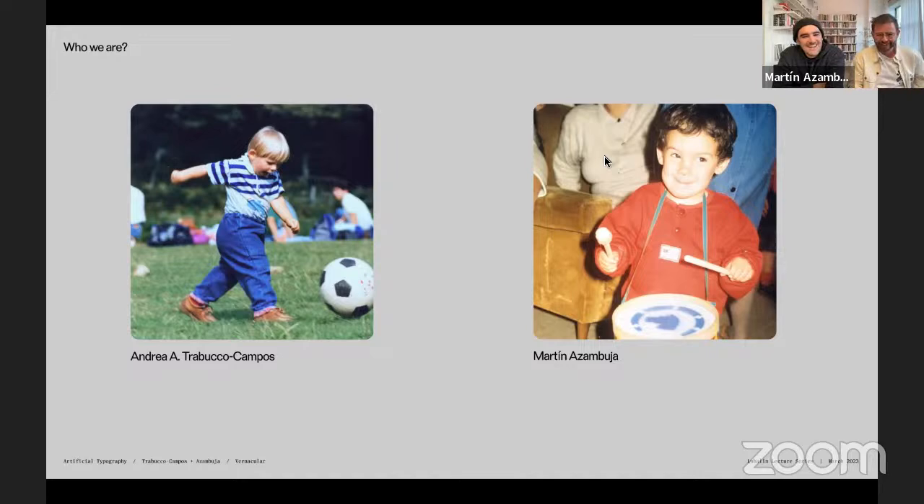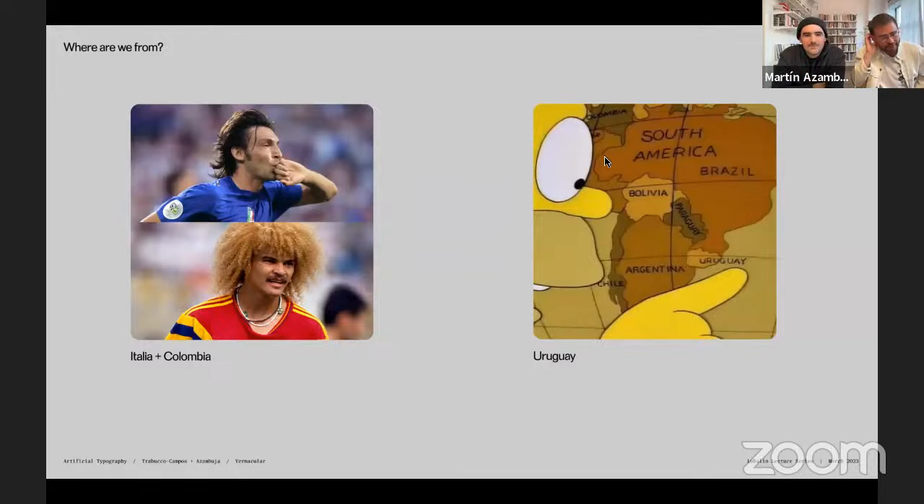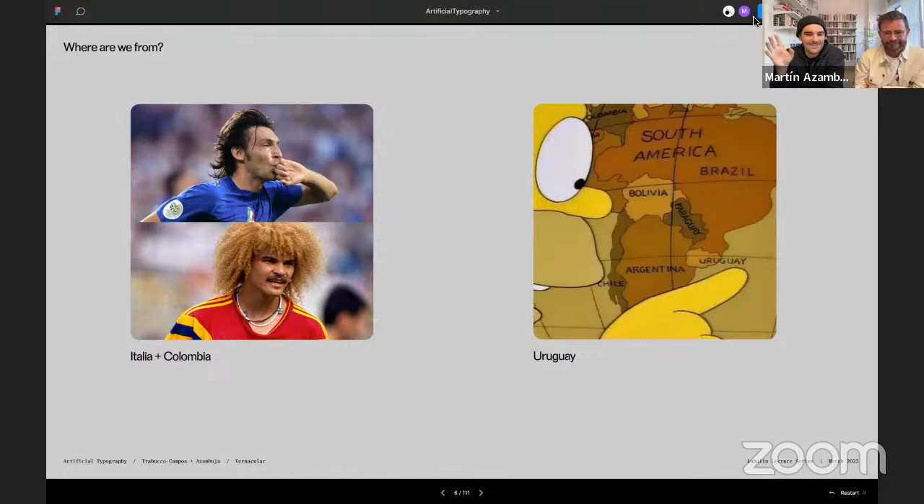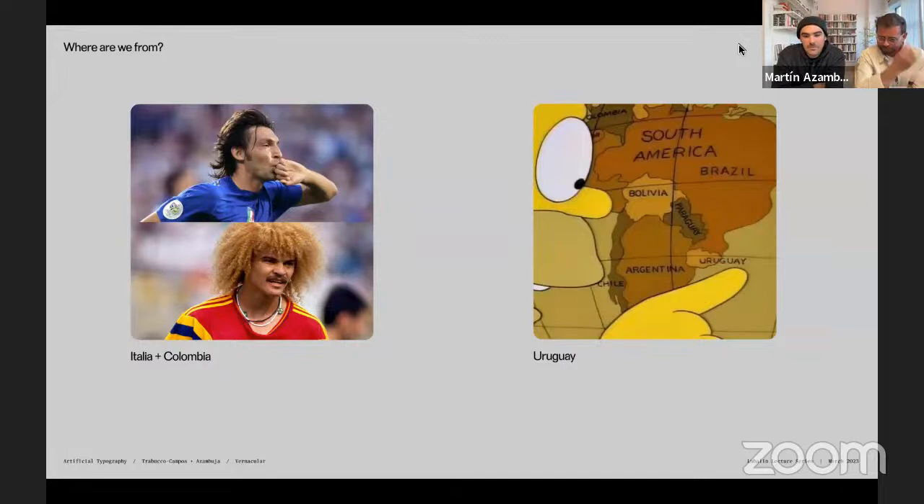We're both not from the United States. I was born in Colombia and I grew up in Italy until I was 16 and my parents moved to the States. Yeah, and I grew up in Montevideo in Uruguay, and I spent all my life before coming to the US there. And we are pretty famous because of this scene of the Simpsons where Homer Simpson finds Uruguay on a map and makes a joke about it. But yeah, I'm from Montevideo, the capital.